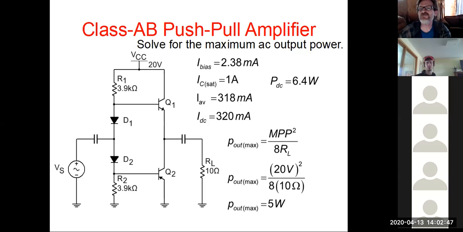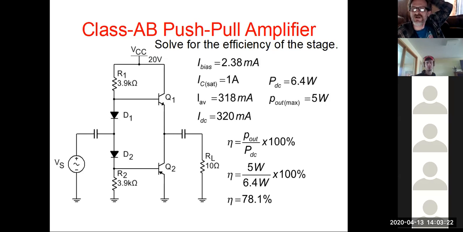So we square that and divide it by 8 times RL, which is your output load resistor in this case. Our maximum peak to peak is 20 volts, and our load resistor is nice and small, 10. So we do the math and plug it through, and we see that our AC output in this case is 5 watts. Again, nice. I know that's actual work. We're actually getting some juice. Next slide, if you will.